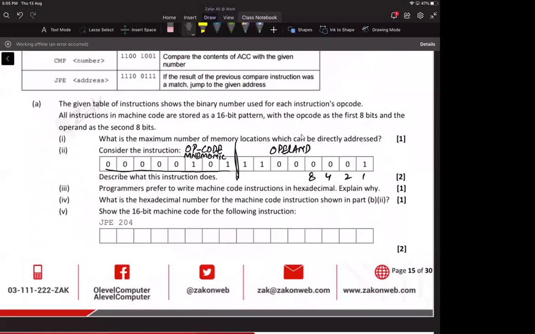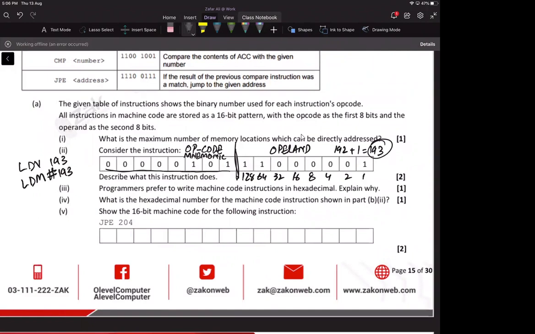So 1, 2, 4, 8, 16, 32, 64, and 128. So this is 192, 128 plus 64. Yes, this is 192 plus 1. So this is 193. So what it does, it takes this value as a number. So this command, according to this question, is LDV 193. And according to us, the new syllabus, it is LDM immediate 193. So this 193 will be stored in the accumulator. Get the idea? That is how it works.